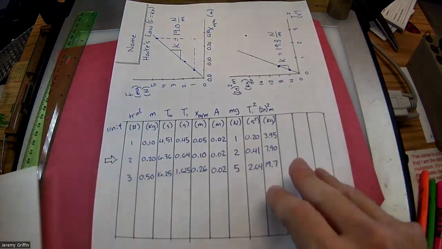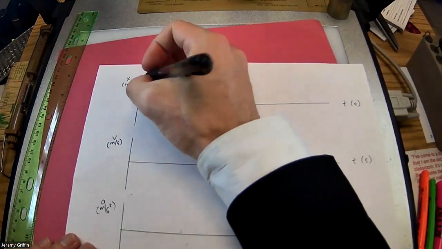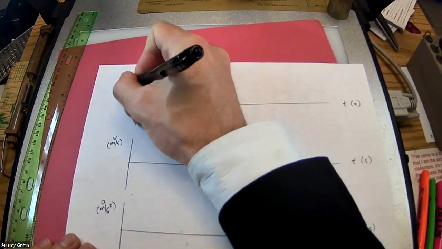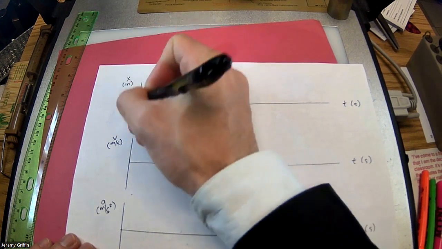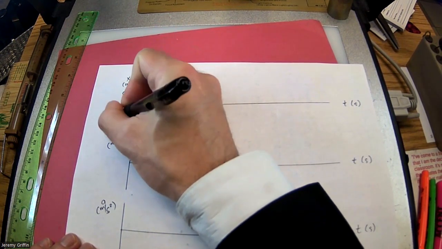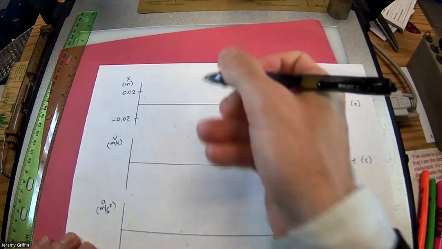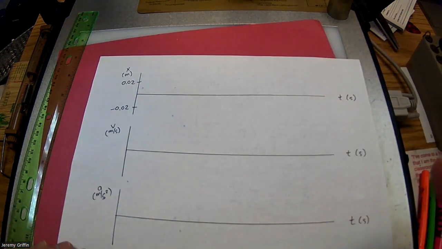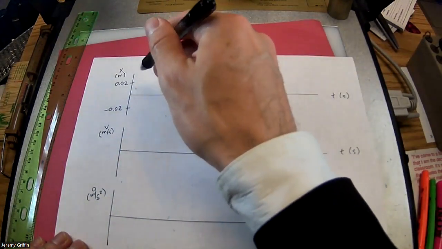The amplitude was 2 centimeters in my case, or what we did back on Friday. Right, so let's go 0.02, negative 0.02, or if you want with centimeters, like 2 and -2. Okay, so it's like oscillate between those two.